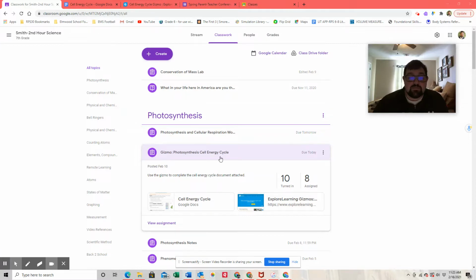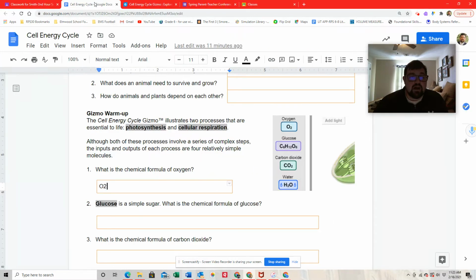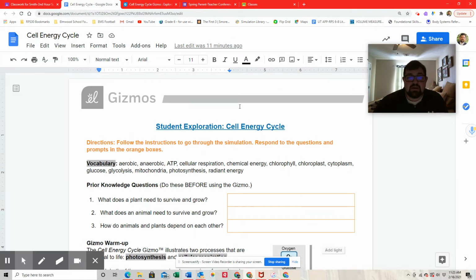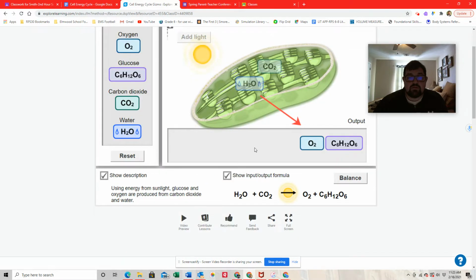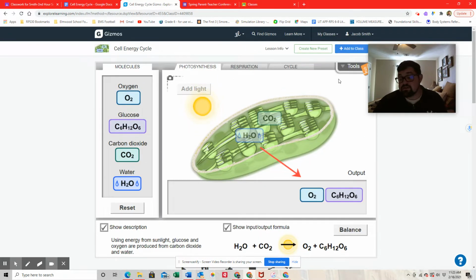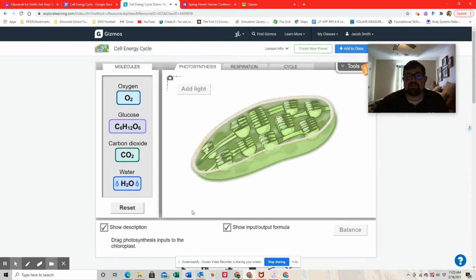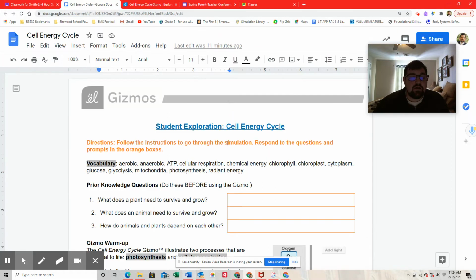So for the Gizmo assignment, if you go to photosynthesis in the classwork tab, you'll have the Gizmo photosynthesis cell energy cycle. You'll open up this document, which looks like this, and then you'll have a Gizmo that looks like this when you launch it. So you can log in, and then you'll have assigned gizmos. The cell energy cycle gizmo is the one that we are looking at, and you can launch it, and this is what you'll see. I'm actually going to reset this so you can see what we did, and then we're going to go in here.